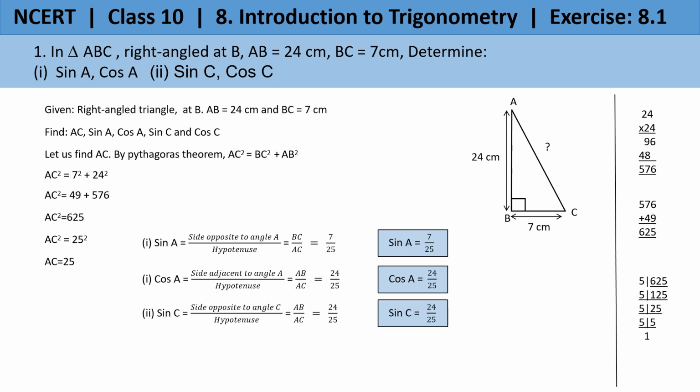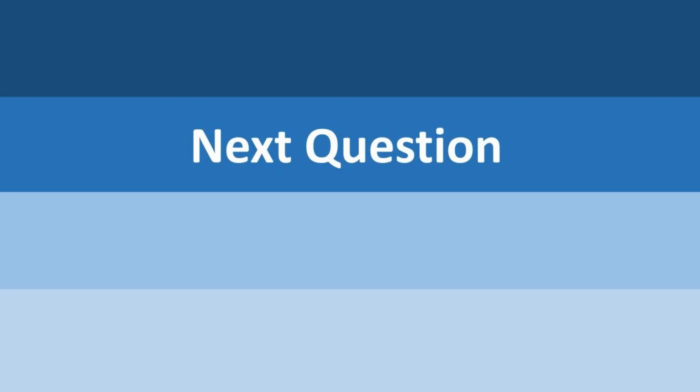Sin C is equal to side opposite to angle C by hypotenuse, which is equal to AB by AC, which is equal to 24 by 25. So, sin C is equal to 24 by 25. Cos C is equal to side adjacent to angle C by hypotenuse, which is equal to BC by AC, which is equal to 7 by 25. So, cos C is equal to 7 by 25. Let us see next question.